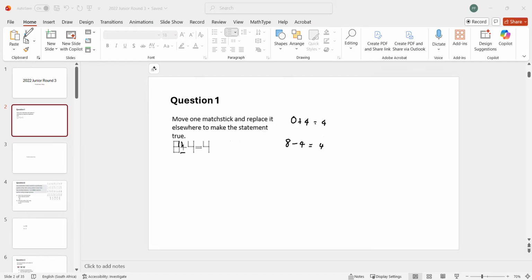Let's see if there's anything else that we can do. Oh yes, you can take this, make this 5, but now 5 plus 4 is 9. So why don't we take this out here and put it there? Okay, so that's another possibility.